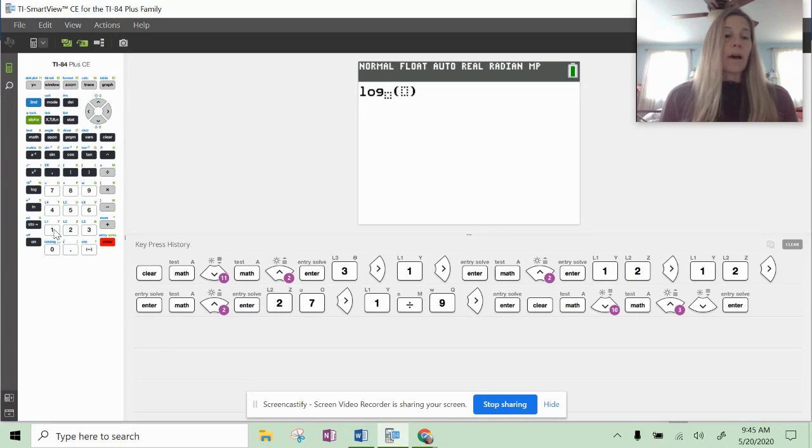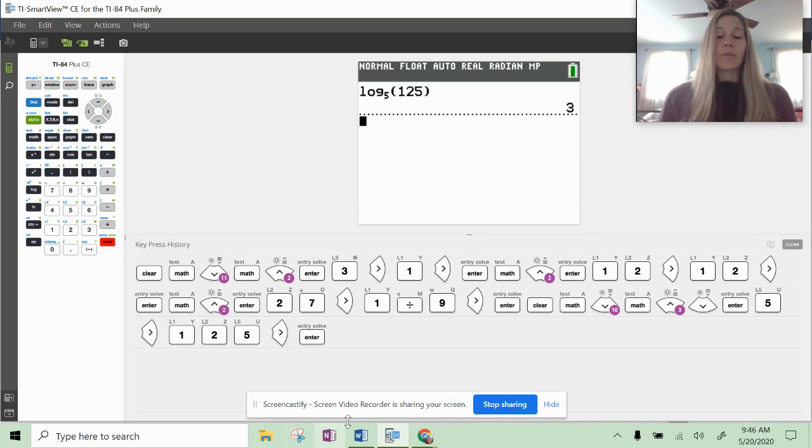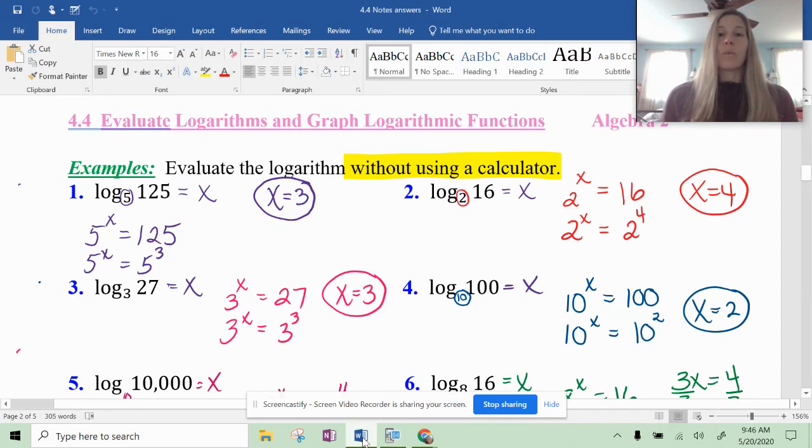I'm going to put in my 5, and then I'm going to put in my 125. And then you can just hit enter to solve it, and we see that the answer is 3, which is the same thing we had gotten when we did it without the calculator. Okay, so let's take a look at another one of those.